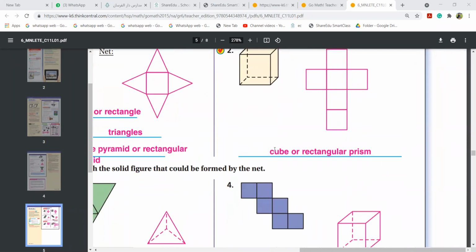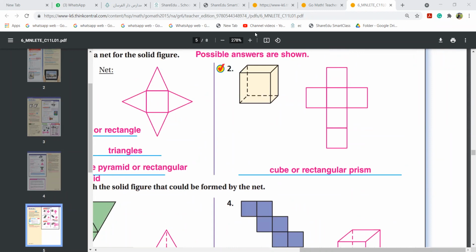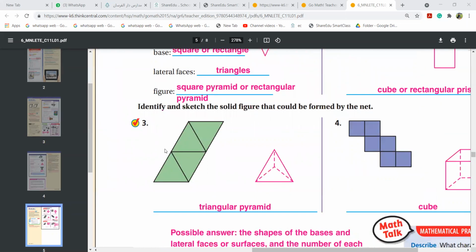Now here, this is either a cube or a rectangular prism. That means they're not sure that this is a square, but looking at it, I feel that we can say this is a square. But here we can feel this is a rectangle. So cube or rectangular prism. And I'll come to Malak's question. Now here again, everything is triangle. So all is a triangular pyramid.